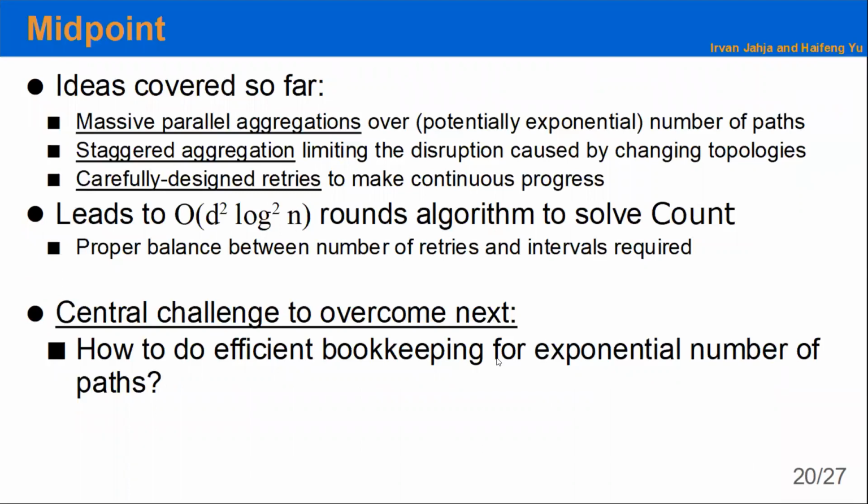Up to this point, we have covered several of our key ideas. All these ideas together can roughly lead to a d squared log squared n time complexity for count. The caveat is that we have made a number of significant assumptions and skipped some critical difficulties along the way. Amongst those, one central difficulty is how to do bookkeeping for the exponential number of paths. Next, I will explain how we deal with this central difficulty.